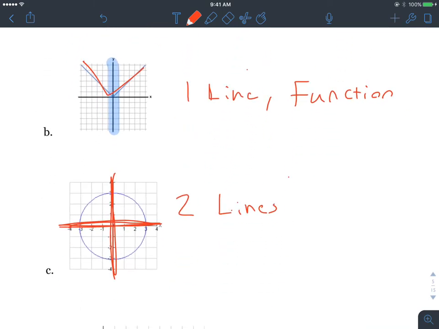Okay, you've got a circle here. You could draw multiple vertical lines here, and you cross twice, so this is not a function.